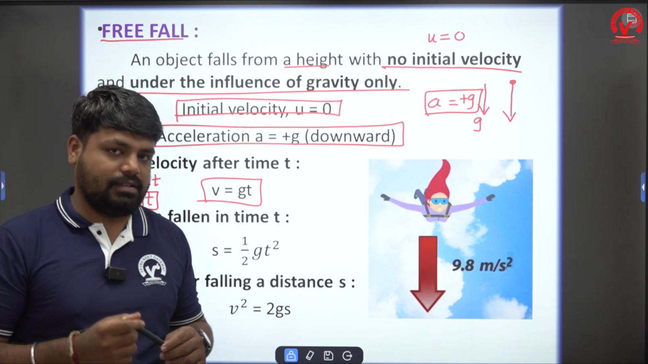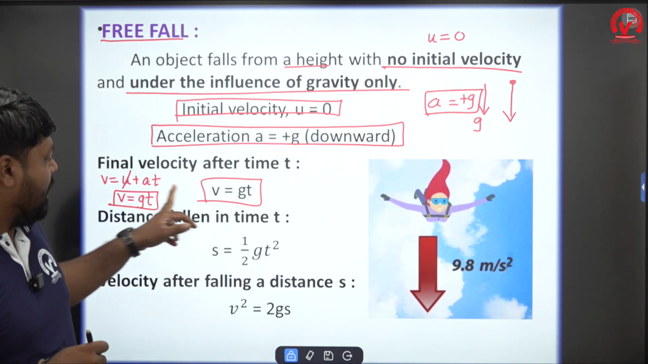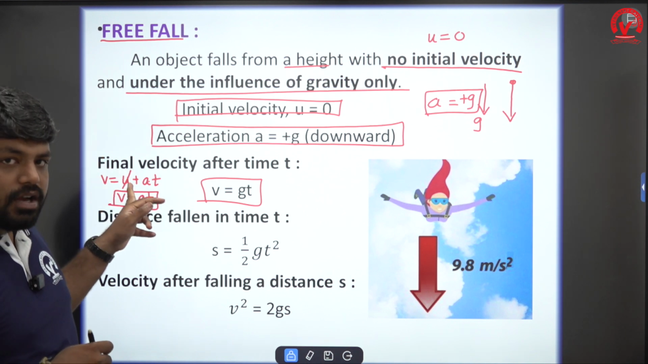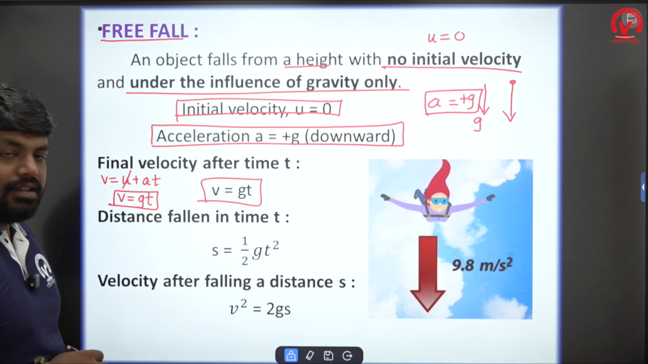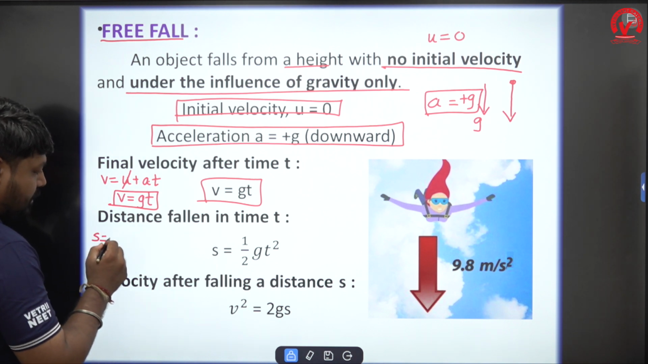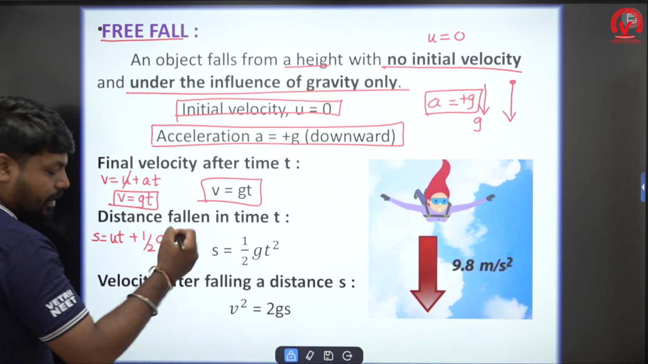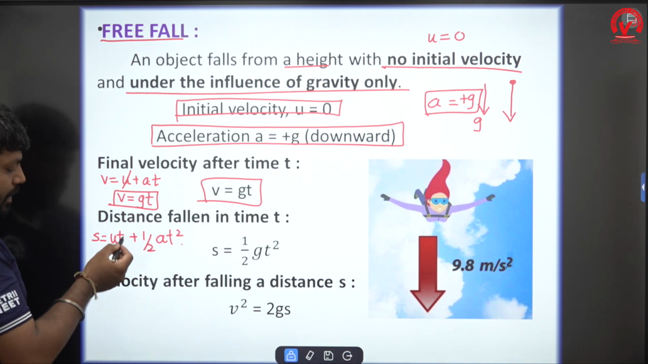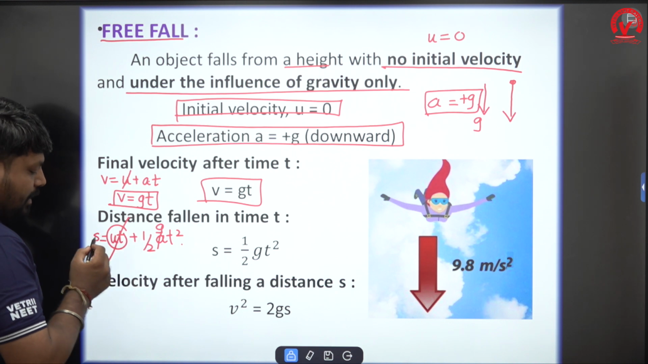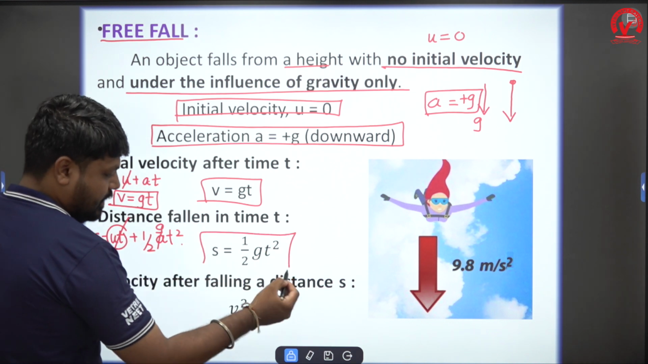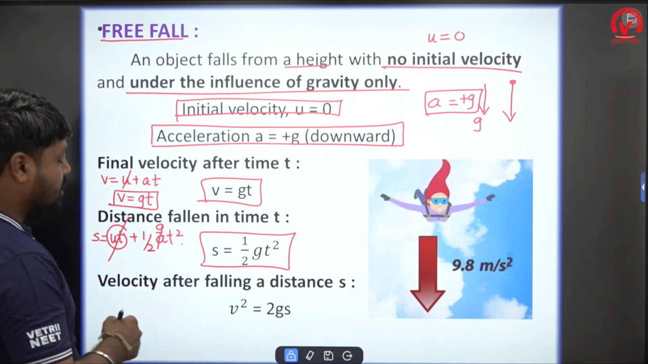Keep this in mind. So what happens to u? In the freely falling body, u becomes 0, right? So a becomes plus g. So v is equal to gt. In the same way, what is the second equation? s is equal to ut plus half at square. Am I right? Yes. What is u here? 0. So the whole term becomes 0. And instead of a, you should put g. So remaining is s is equal to half gt square.